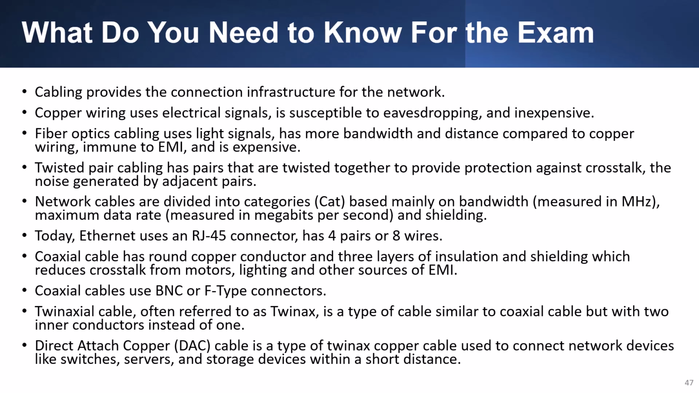Today, Ethernet uses an RJ45 connector, which has 4 pairs or 8 wires. Coaxial cable has a round copper conductor and 3 layers of insulation and shielding, which reduces crosstalk from motors, lighting, and other sources of EMI. Coaxial cable uses BNC or F-type connectors. Twinaxial cable, often referred to as Twinax, is a type of cable similar to coaxial cable, but with 2 inner conductors instead of 1. Direct attached copper, or DAC cable, is a type of Twinax copper cable used to connect network devices like switches, servers, and storage devices within a short distance.